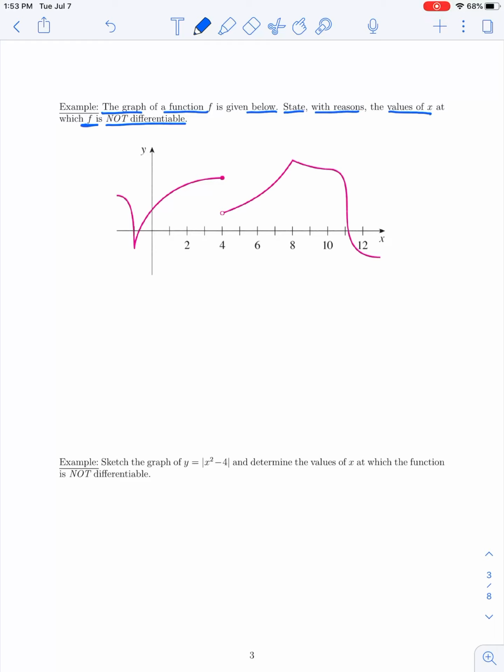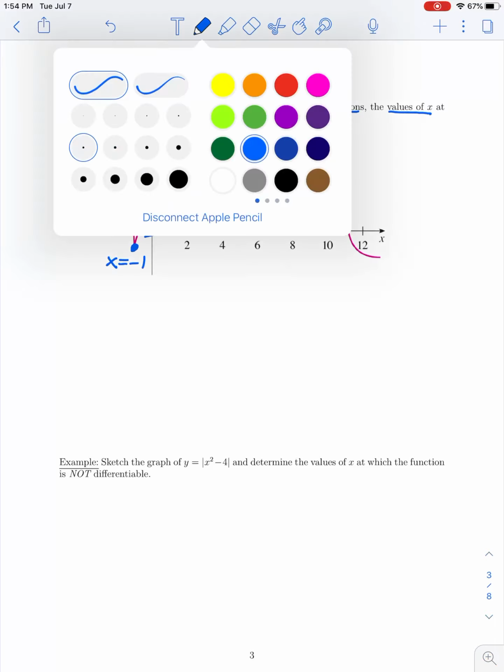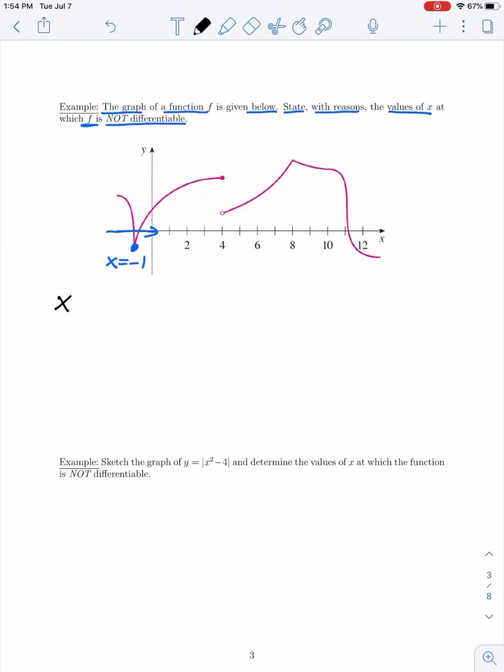So let's look at them from left to right. Moving from left to right along our x-axis, the first value where we might not have differentiability would be at x equals -1, since we have a corner. So the first value of x where this is not differentiable is x equals -1, because we have a corner in the graph of our function.